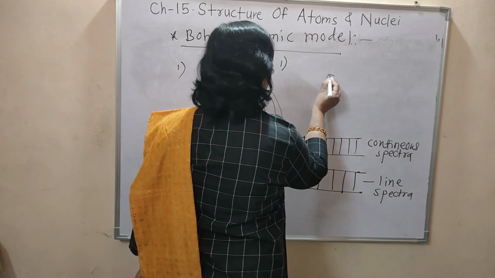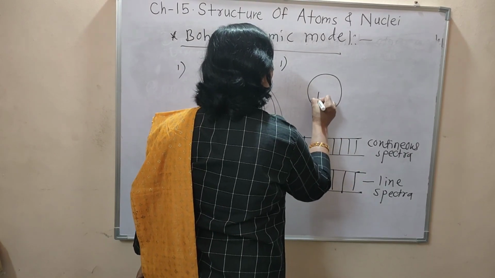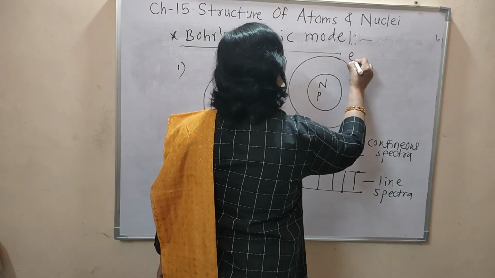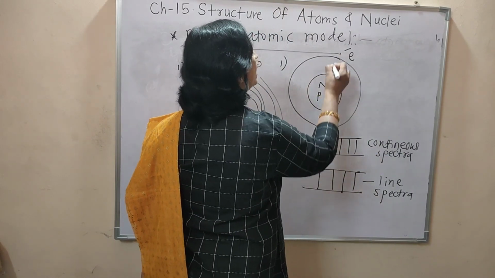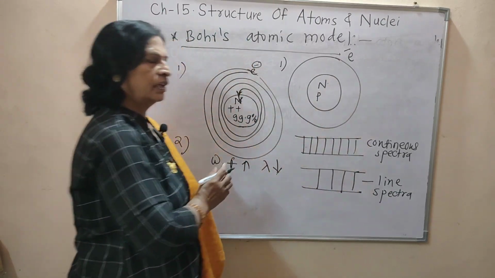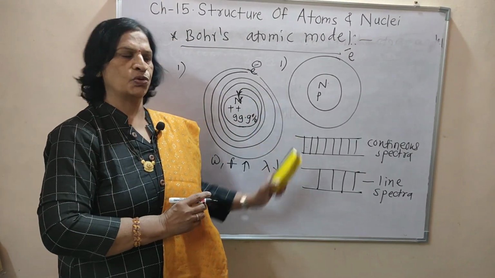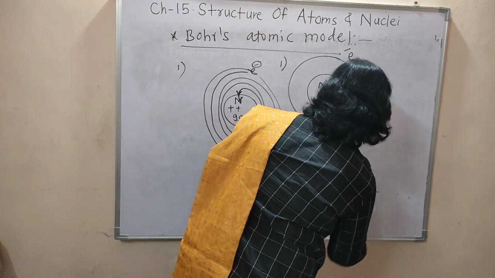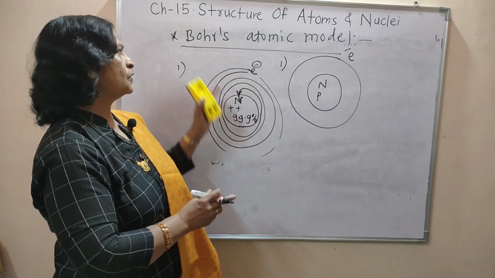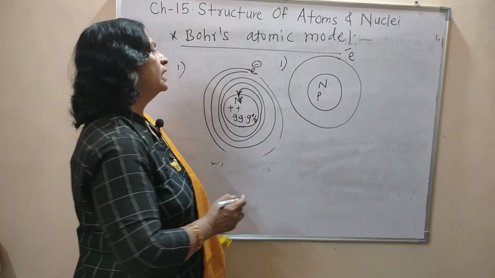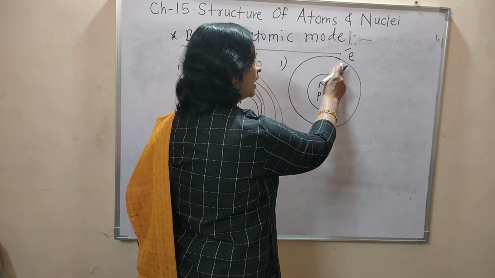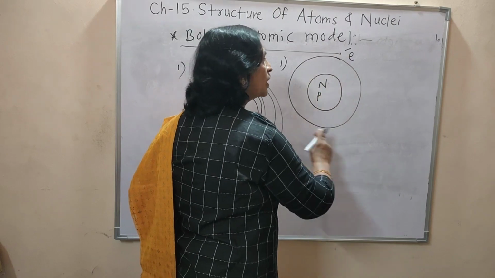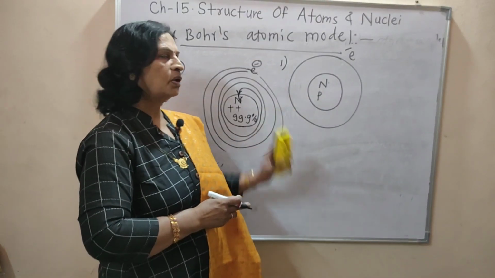In the hydrogen atom, one proton is there and one electron is there, and that electron revolves around the nucleus in a circular orbit. What is the first postulate of Bohr's atomic model? The electron in a hydrogen atom revolves around the nucleus in a circular orbit, and that is circular motion.